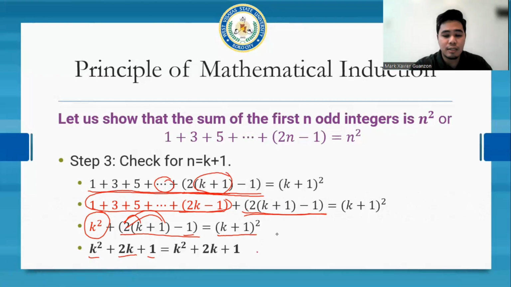So notice that in that process, we were able to prove that the left-hand side of the equation is equal to the right-hand side of the equation, which indeed proves that if it is true for n equals k, and it's also true for n equals k plus 1, then by the principle of mathematical induction, we were able to prove that indeed the sum of the first n odd integers is equal to n squared.